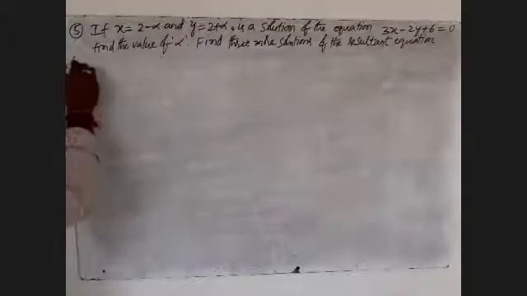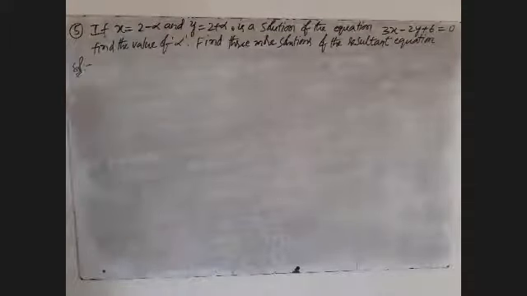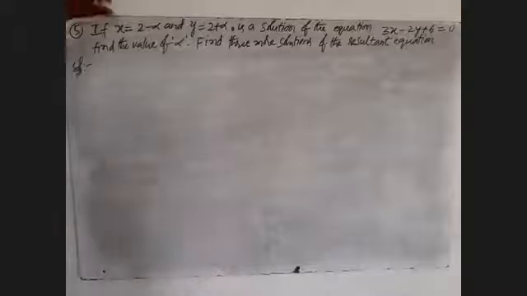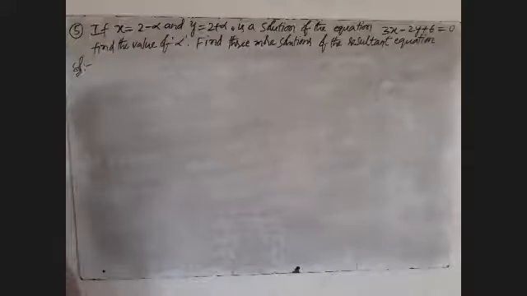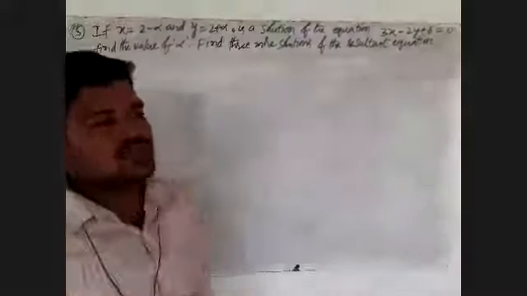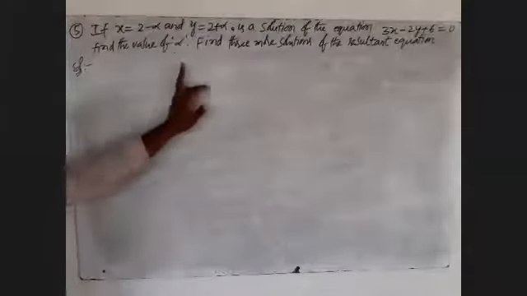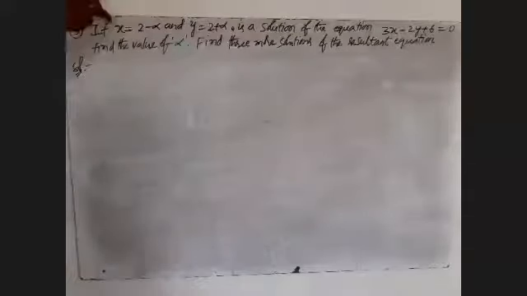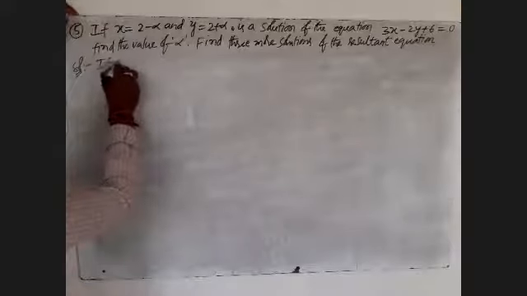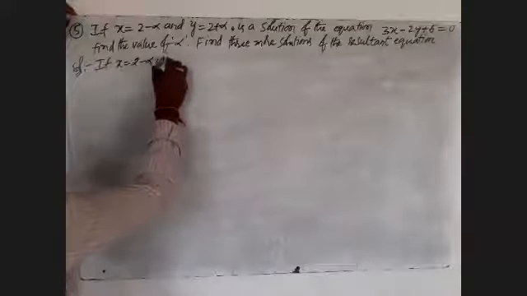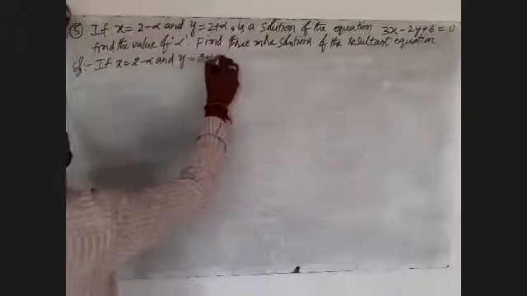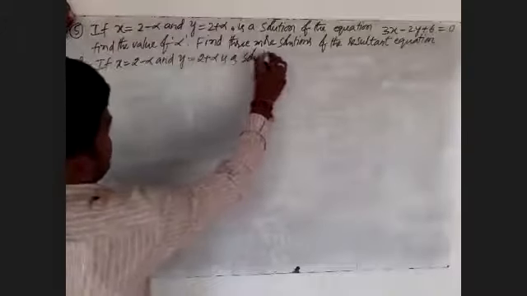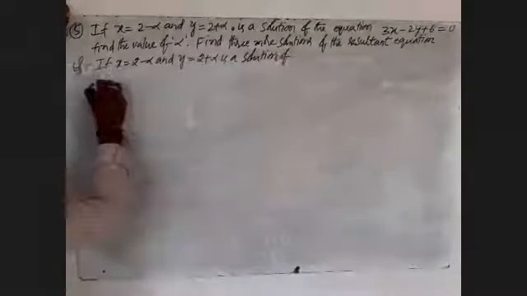We will observe this one. What I am asking in this one: if x is equal to 2 minus alpha and y is equal to 2 plus alpha is a solution of the equation 3x minus 2y plus 6 is equal to 0, then find the value of alpha. First we'll write the given equation. We'll write this condition. That means if x is equal to 2 minus alpha and y is equal to 2 plus alpha is a solution of the equation.